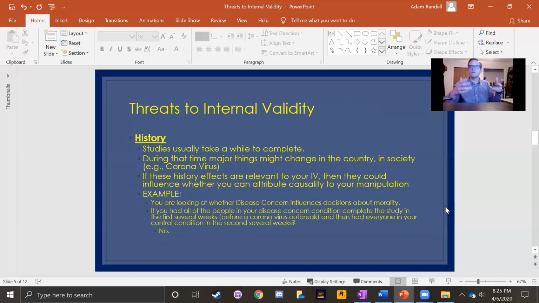Now you might say, well, isn't that disease concern? It might be, but it's a history issue. And so you will never be able to say definitively that it was your manipulation of disease concern, or if it was the cultural event that was having the effect. And there's a whole lot of other things besides disease concern going on right now. So it's not just that everybody's concerned about the coronavirus. They're isolated. There's an element of distrust. There's a lot of other things going on. And so it would be hard for you to pin down what is causing it. Certainly you wouldn't be able to say that it was your manipulation of disease concern.